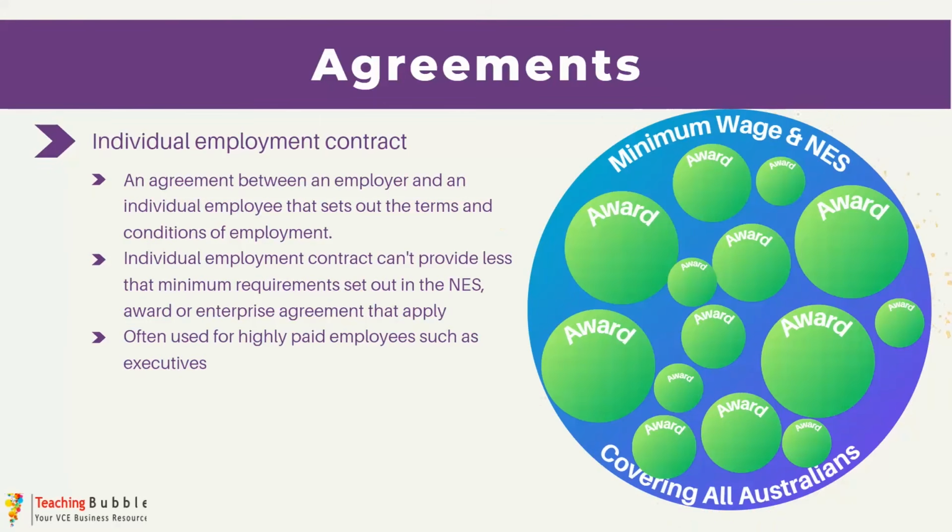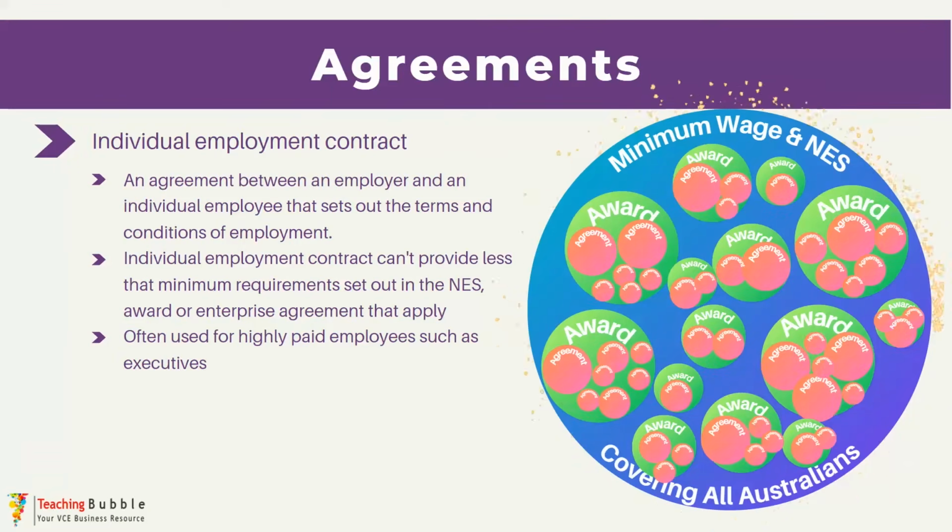So if we go back to our graphic in the blue circle, we've got our minimum wage and national employment standards, which are covering all Australians. We then have awards for different industries, which are providing that safety net for employees on wages and conditions if they're working in that industry. Now, we have agreements which are specific to a particular business or to a particular employer. So if you are to work in a business where they have an agreement, it will be that enterprise agreement that determines your wage and conditions of employment.